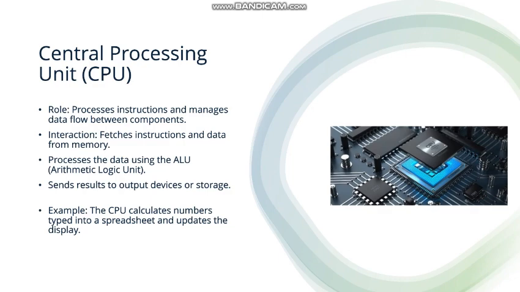Second one is the central processing unit. The main role is that the central processing unit processes instructions and manages data flows between components. How it interacts: it fetches instructions and data from memory, processes the data using the ALU, and sends results to the output devices or storage. Example: the CPU calculates numbers typed into a spreadsheet and updates the display.